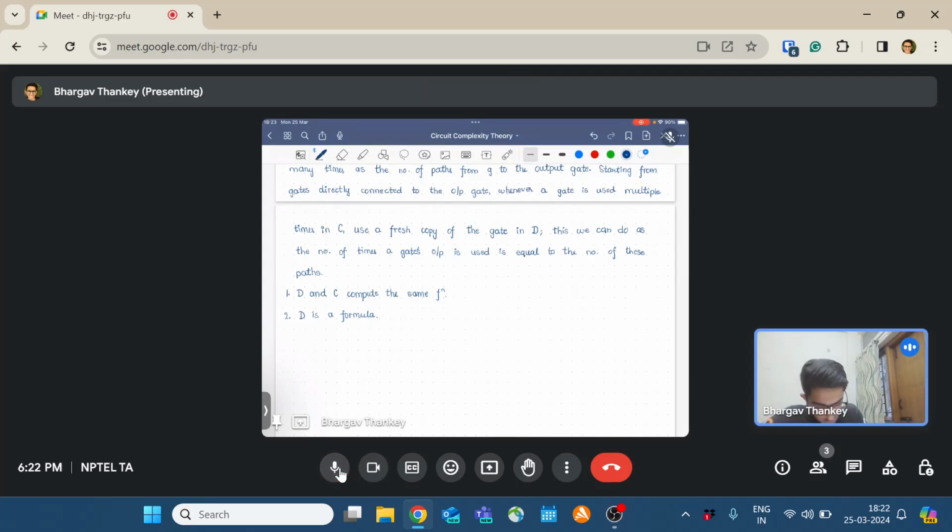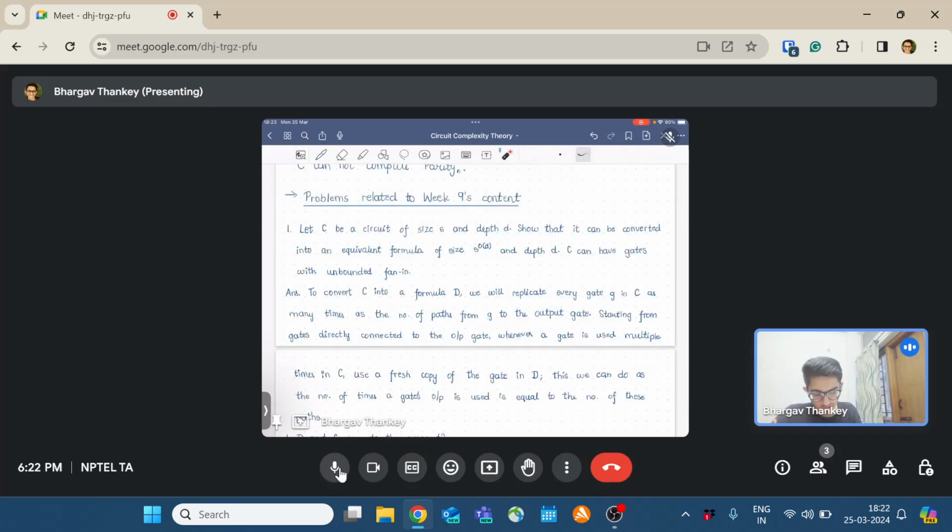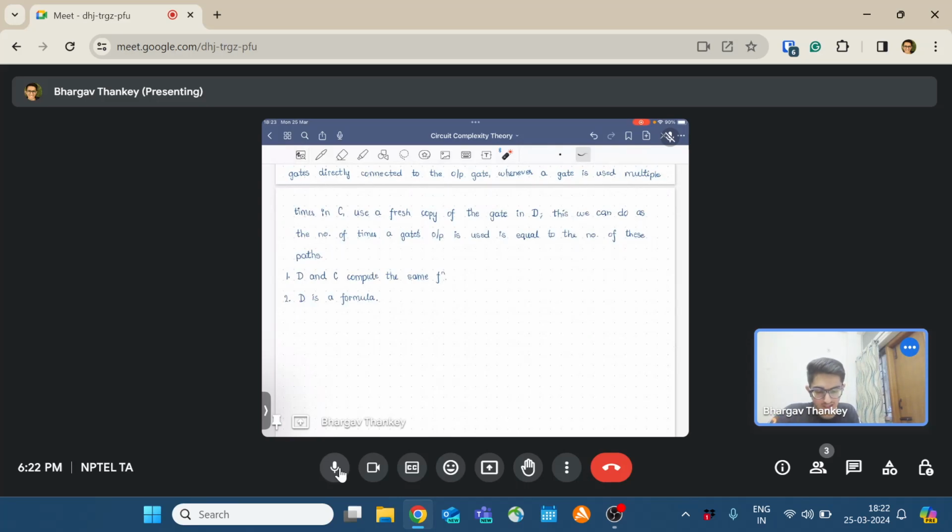Sorry. So D is a formula. In the question we had to come up with an equivalent formula for C. So D is an equivalent formula. Now let's look at its size and its depth. Again, the depth doesn't change, right? Because when we replicate a gate, it's still the same depth. So depth of D, and size.